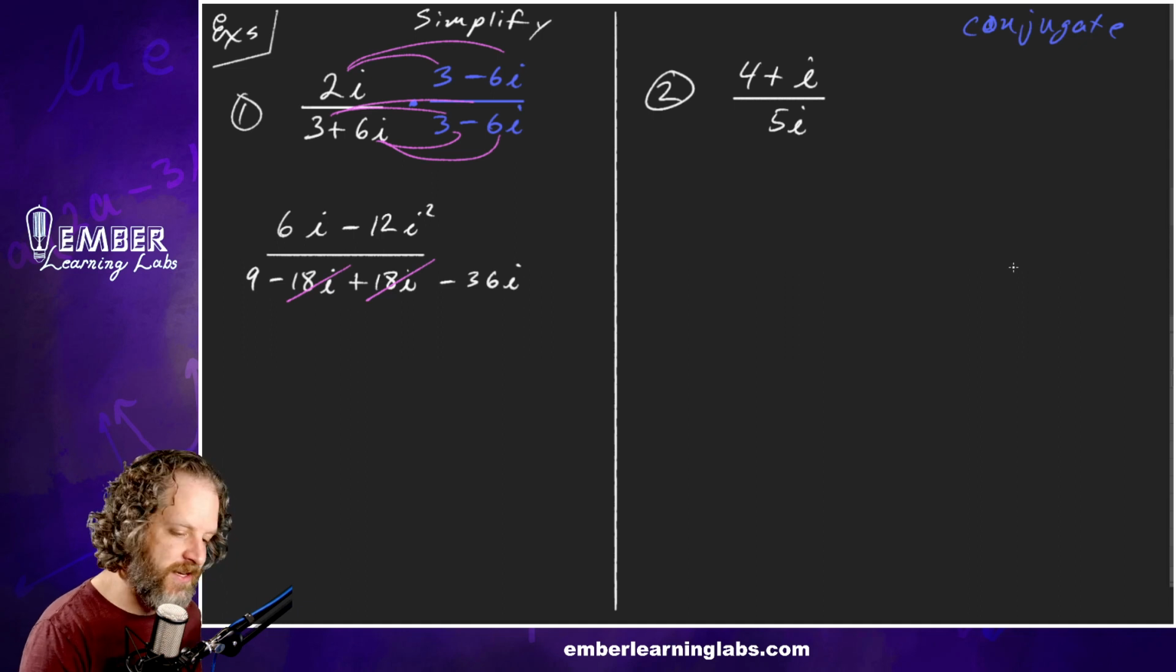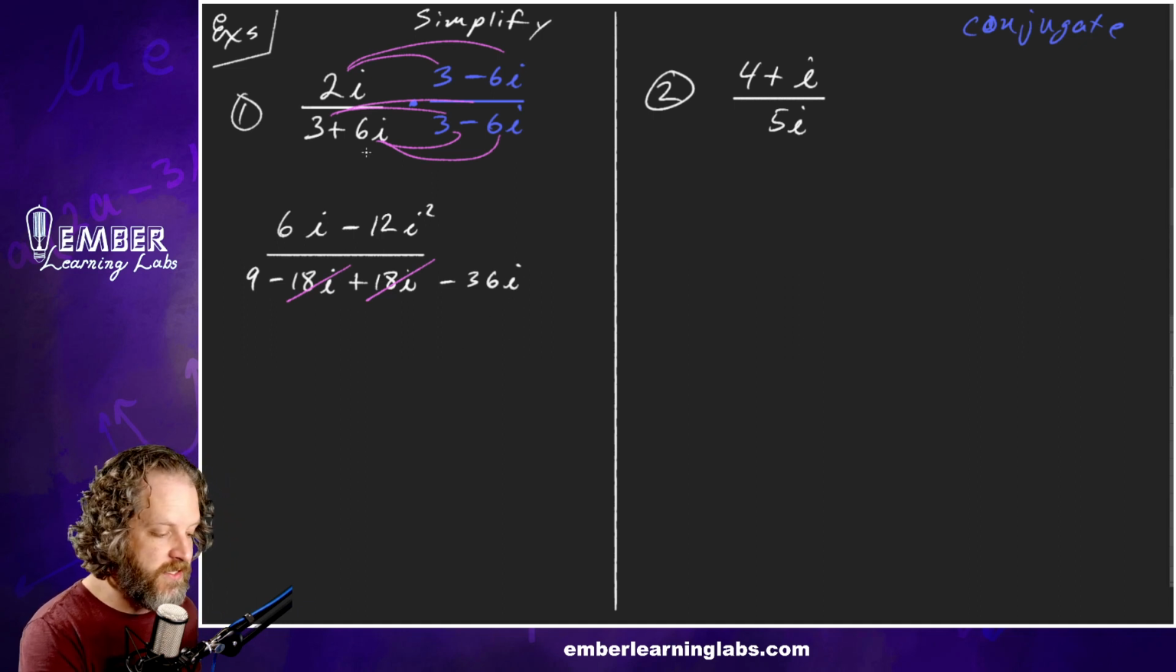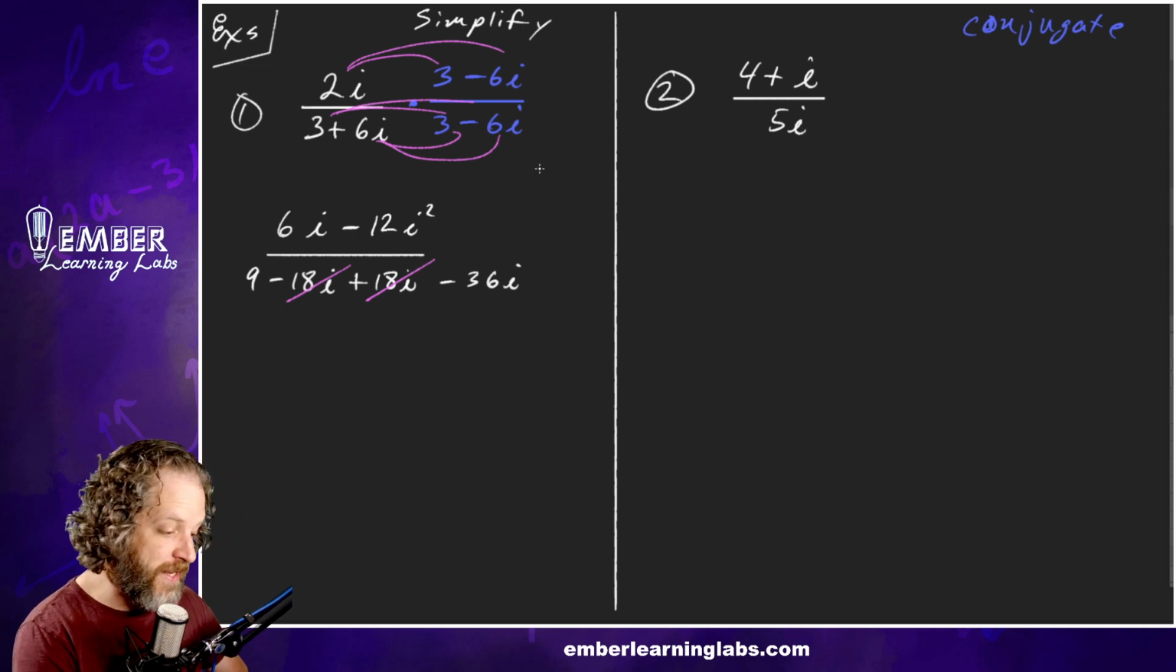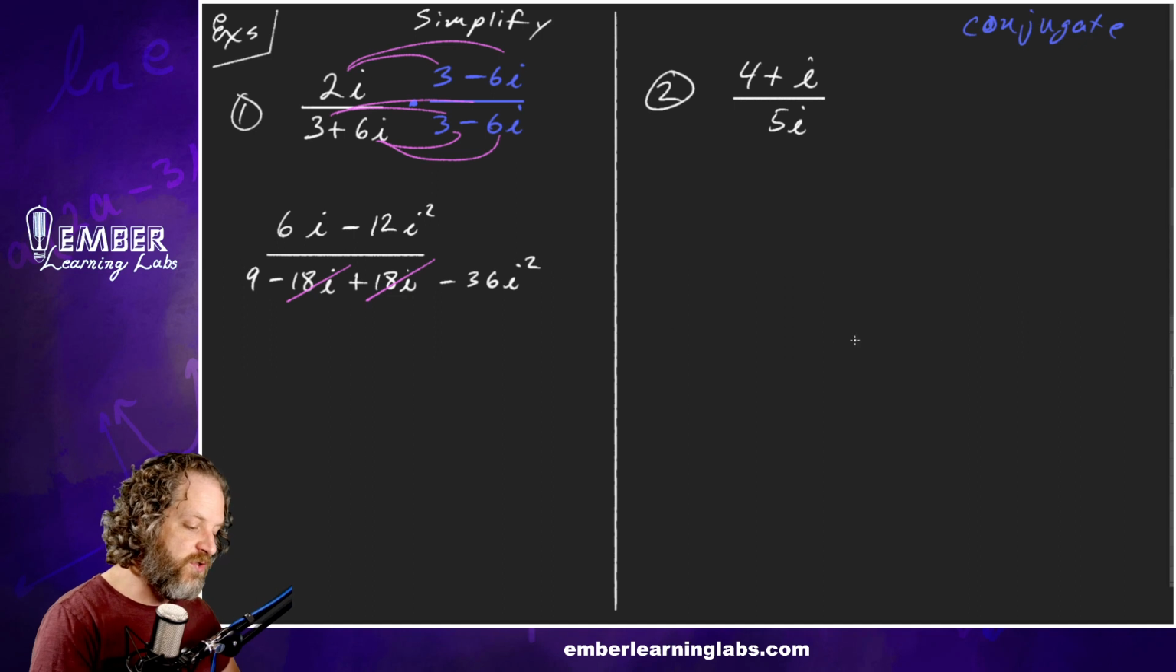Always. Oh, I made a mistake, didn't I? Look at that. What did I do? What did I do wrong? So I was too excited. I was too excited about the canceling. I made a mistake. 6i times negative 6i is negative 36i squared.